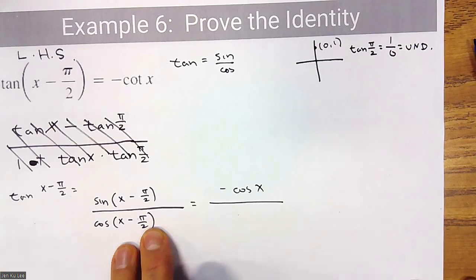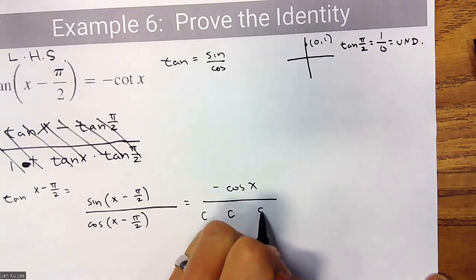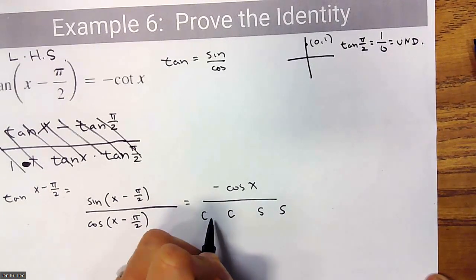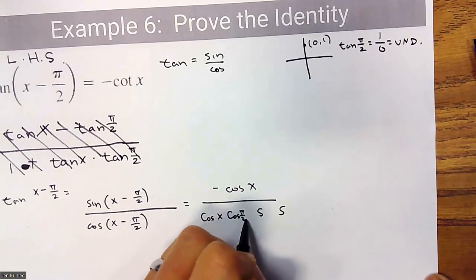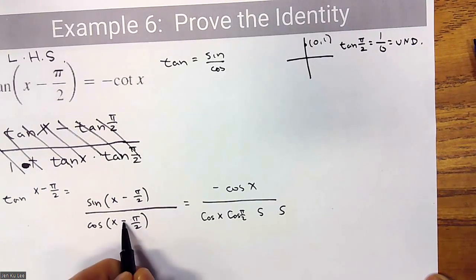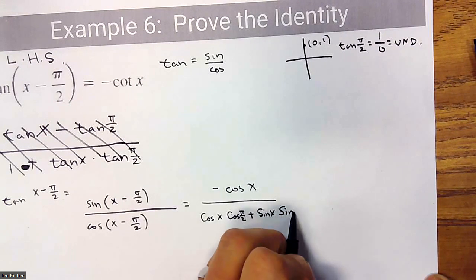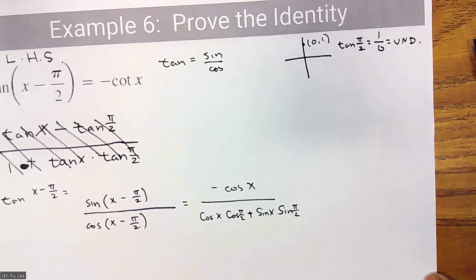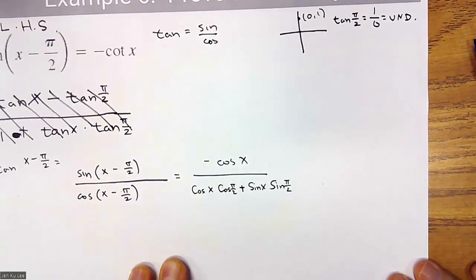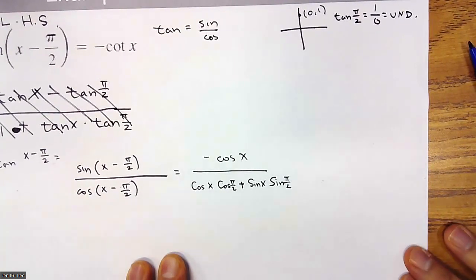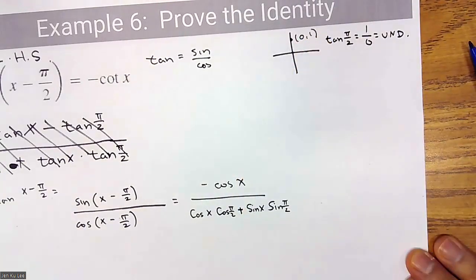Now, cosine of x minus pi over 2. Crazy cosine switches signs. So it's CCSS: cosine of x, cosine of pi over 2. It switches signs, so since that's a minus, this is going to be a plus: sine of x, sine of pi over 2. It's just pi over 2. So again, cosine is 0, sine is 1.